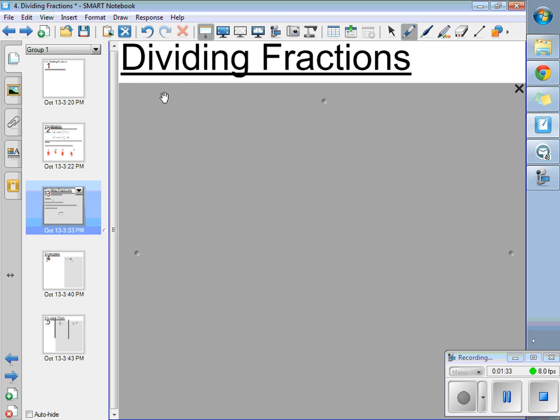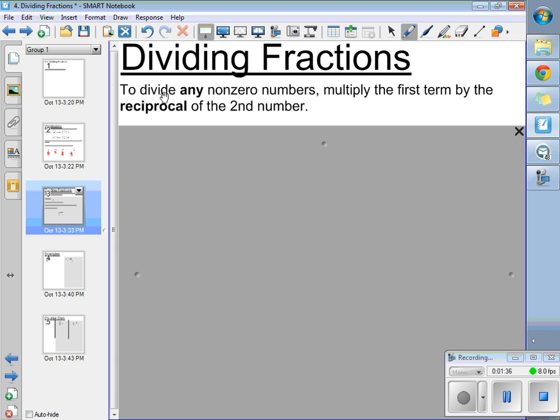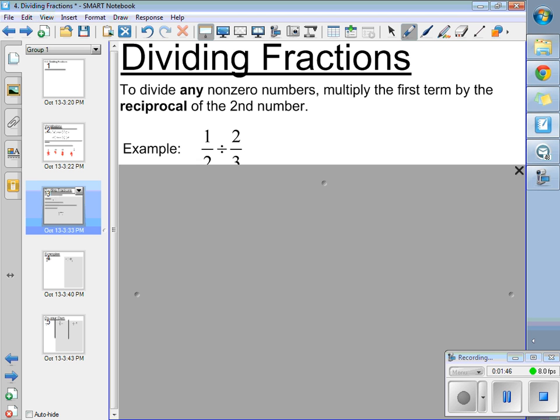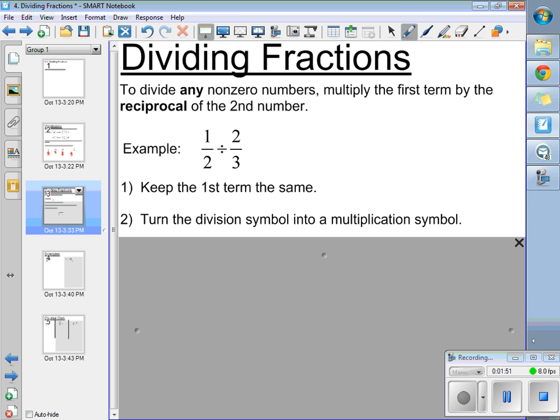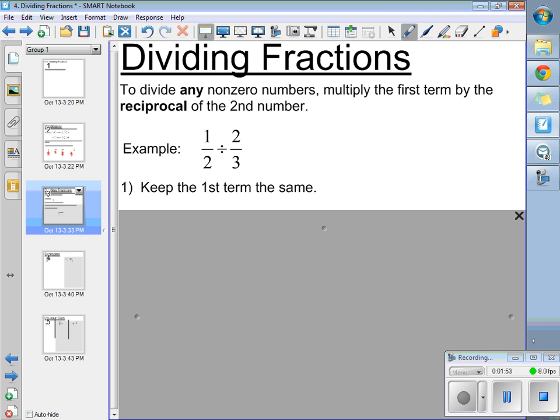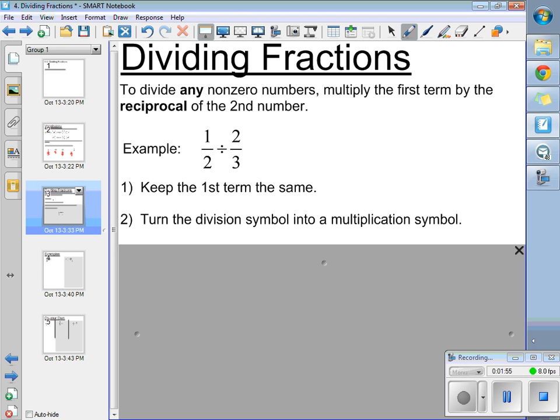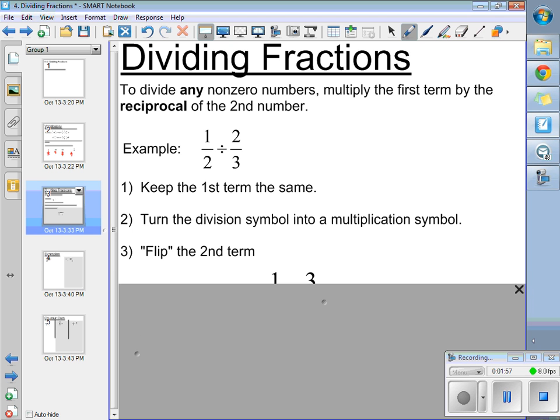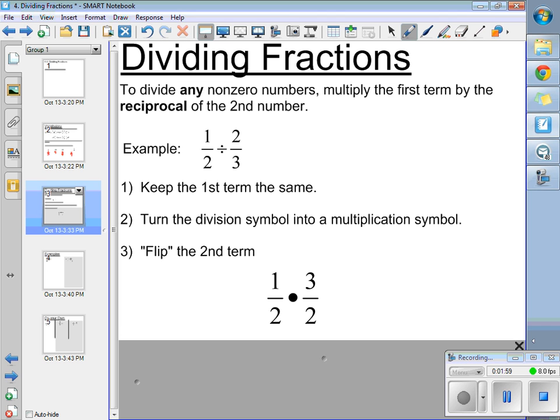Dividing fractions. To divide any non-zero numbers, multiply the first term by the reciprocal of the second number. So our example here is 1/2 divided by 2/3. We keep the first term the same. We turn the division symbol into a multiplication symbol and flip the second term. So we now have 1/2 times 2/3.